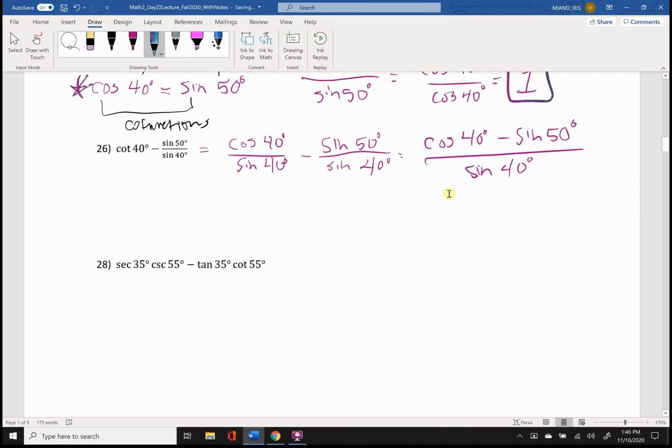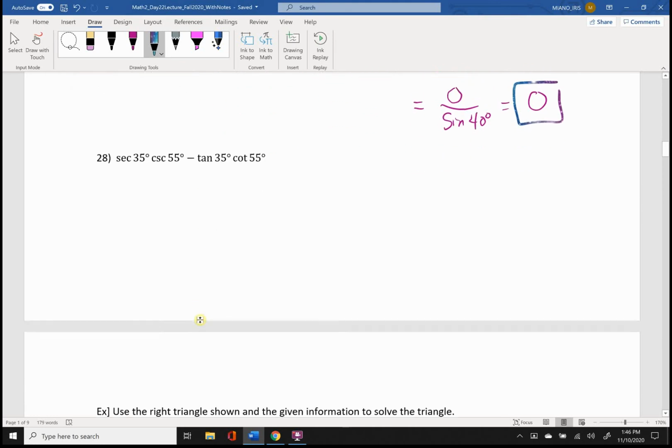So at this point, we can recognize that the numerator is going to be equal to 0. It doesn't matter what the denominator's value is, that expression is going to have a value of 0. Again, we established earlier that cosine 40 degrees is equal to sine 50 degrees by virtue of their cofunctionality, so subtracting them from one another yields a 0. Okay, moving on. Last problem of this set.